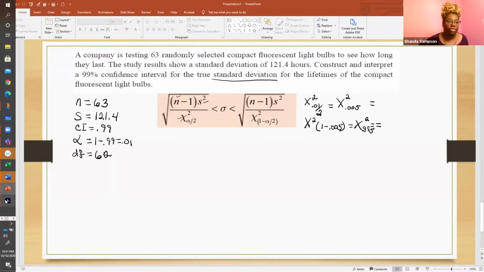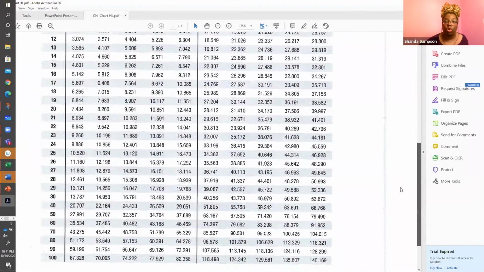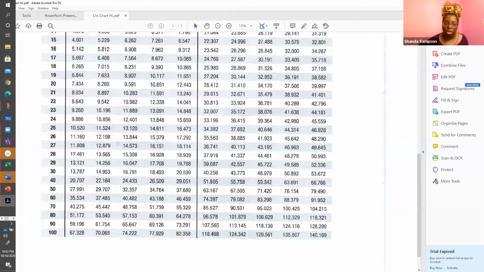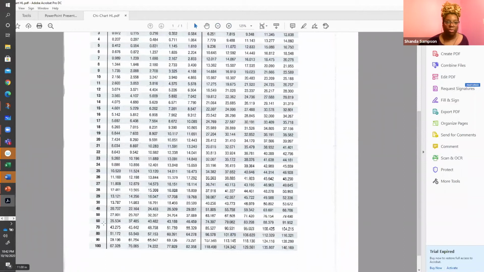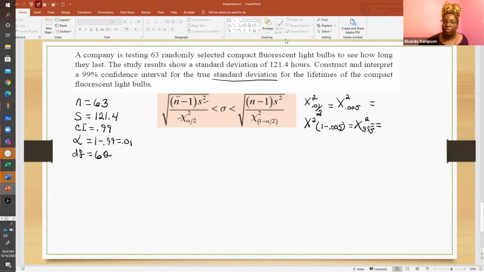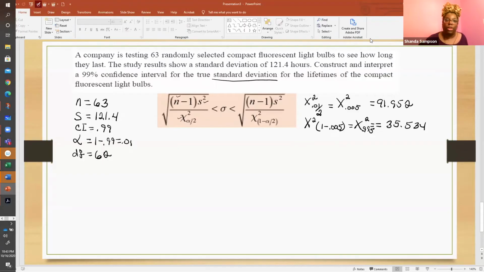So look on your chi-square chart as I'm doing. Now, if your chi-square chart doesn't have that number exactly, you have to take the lower number, not the higher number, because we want to err on the side of caution. Don't want to overestimate. So we're going to use 60 on this chart that I have. For 60, I was looking for 0.995, which is 35.534. And also I need 0.005, the last one, which is 91.952. So now I have my numbers.